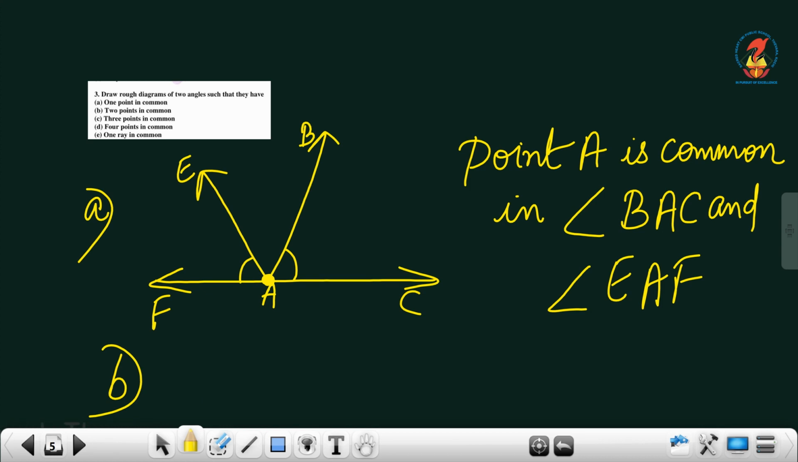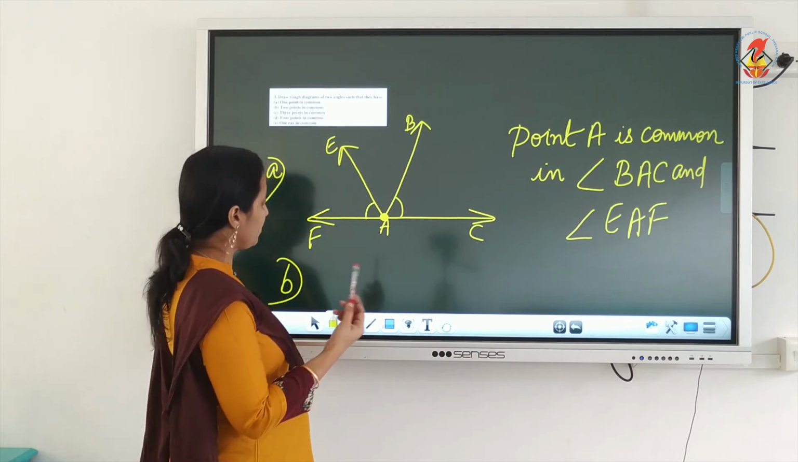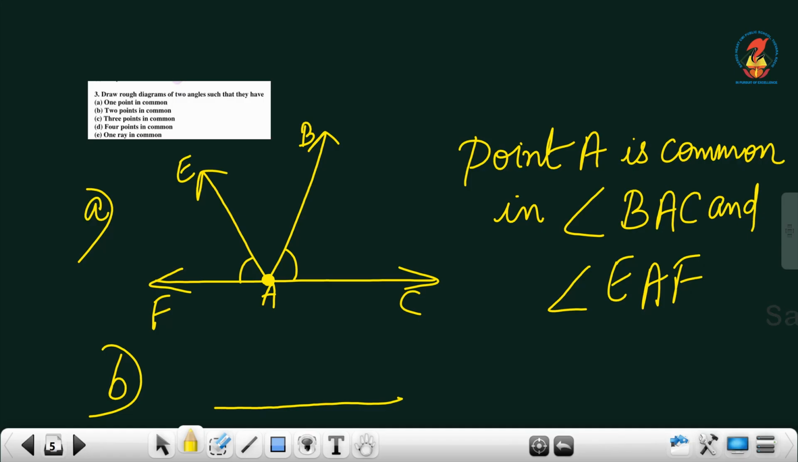Two points in common, two angles should be there. So how will we draw the figure? Two points and two angles. Okay. Suppose this is O. Two points in common. How will we draw the figure? We draw two angles, and two points are common. So we can name the point B here. Okay. So A, O, B and C.